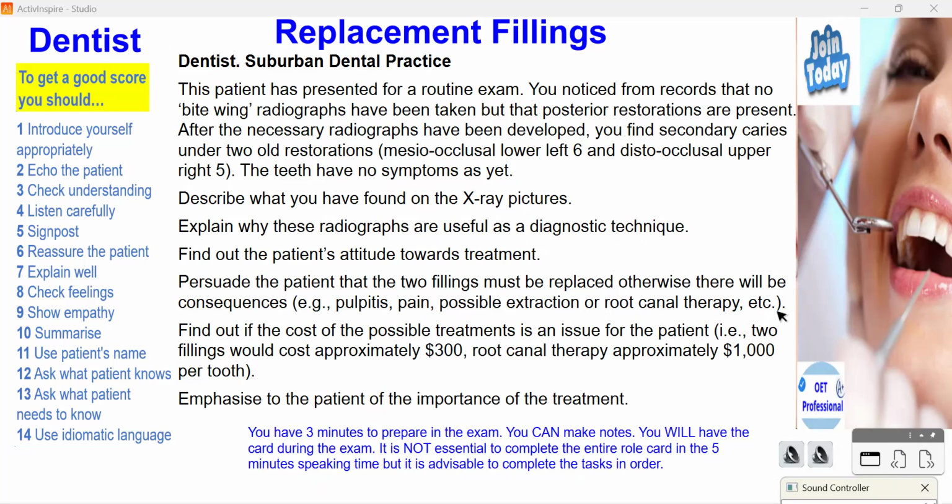Find out if the cost of the possible treatments is an issue for the patient, i.e., 2 fillings would cost approximately $300, root canal therapy approximately $1,000 per tooth. Emphasize to the patient the importance of the treatment.